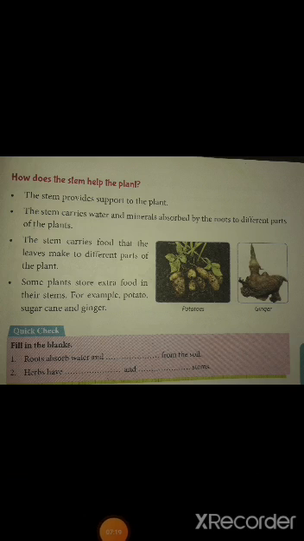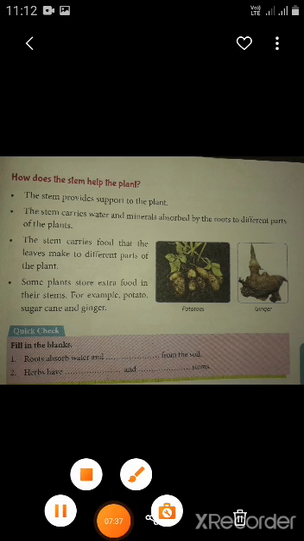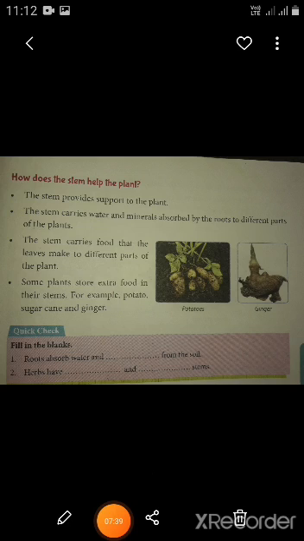How does the stem help the plant? The stem provides support to the plant. Stems support the leaves. The stem carries water and minerals absorbed by the roots to different parts of the plant, and conducts water and minerals to the leaves. The stem also carries food that the leaves make to different parts of the plant.